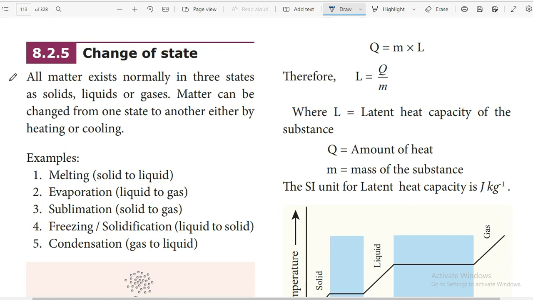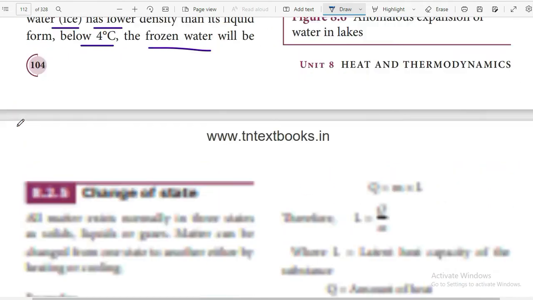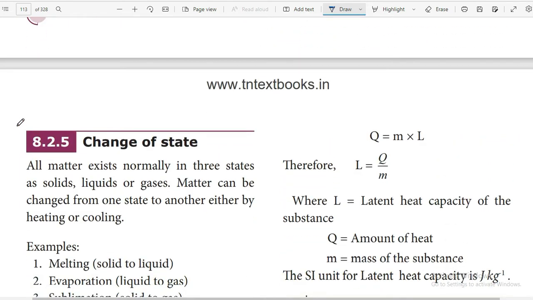So today in this video we will be talking about change of state. In the previous video we spoke about anomalous behavior of expansion of water. Those who wanted to see the video, the link is given in the description below. You can just use that link.